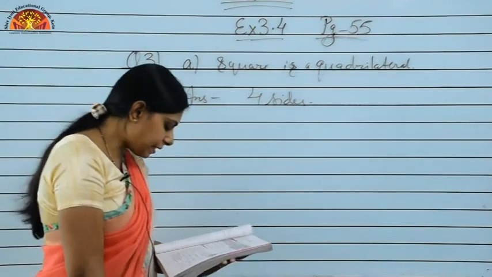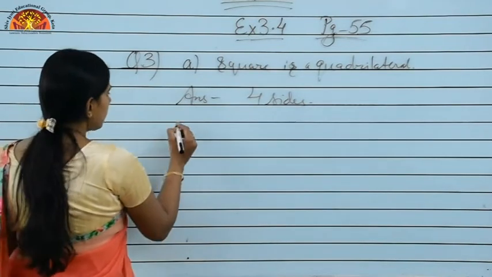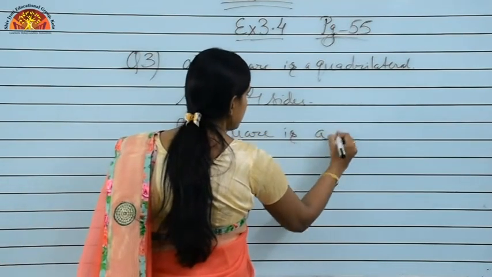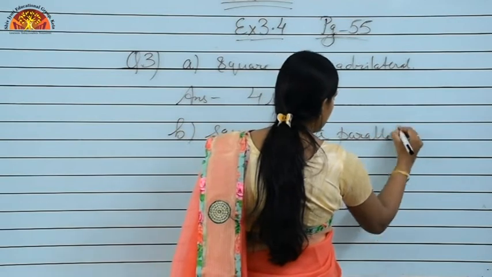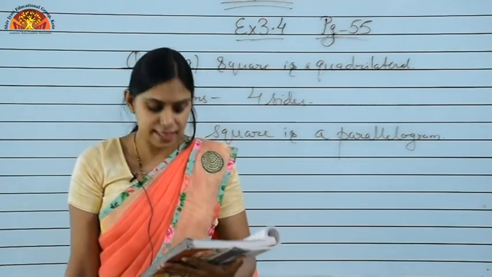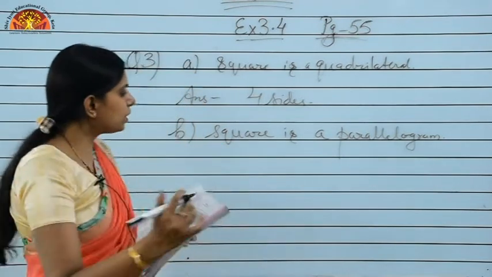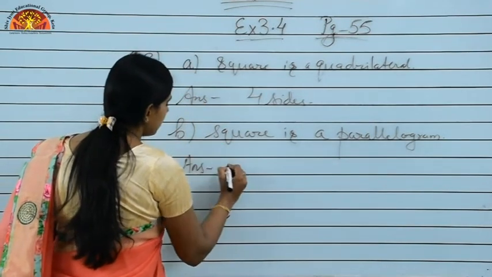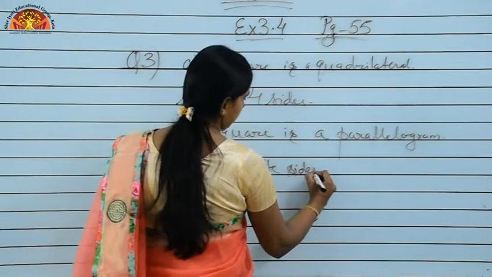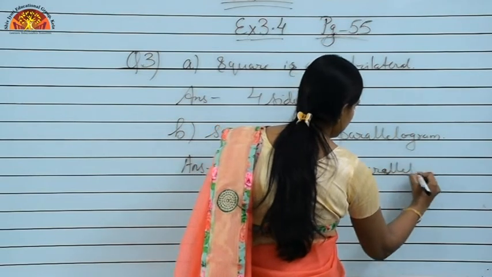Okay. Now just see another one. Why is a square a parallelogram? What is the reason that a square is a parallelogram? So just see, why is a square a parallelogram? Because the opposite sides are parallel and equal to each other. So your answer is, opposite sides are parallel and equal.